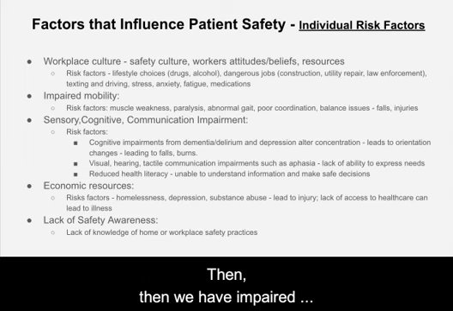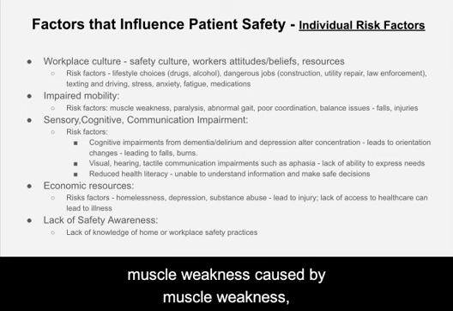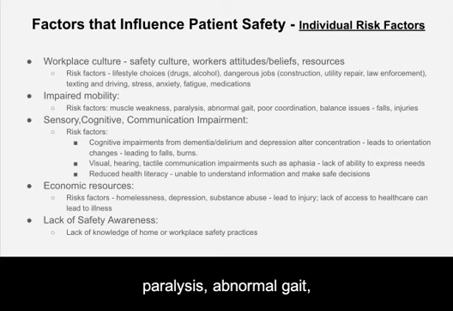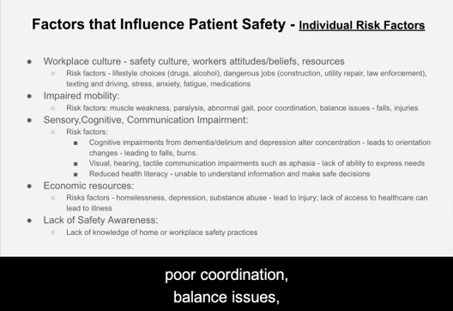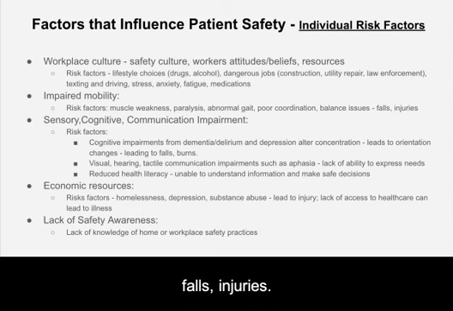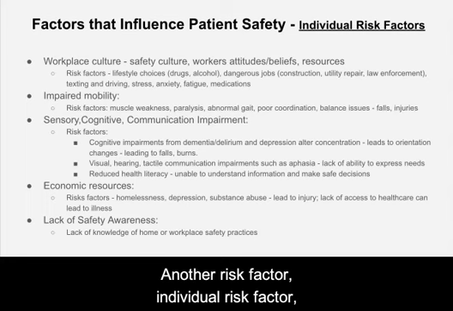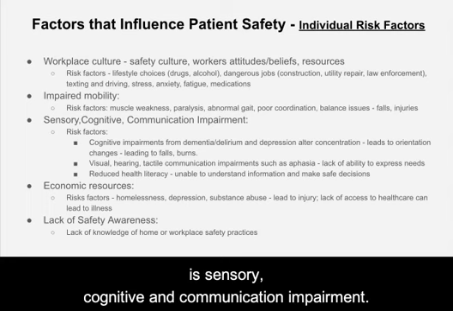Then we have impaired mobility, caused by muscle weakness, paralysis, abnormal gait, poor coordination, balance issues, falls, injuries. Another individual risk factor is sensory, cognitive, and communication impairment.